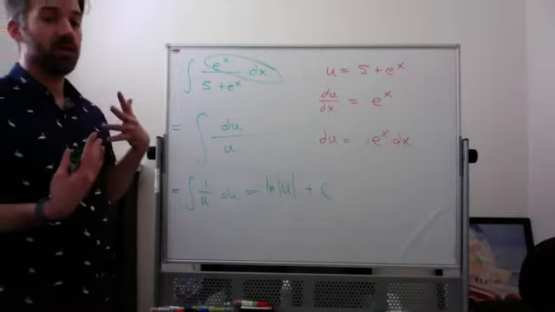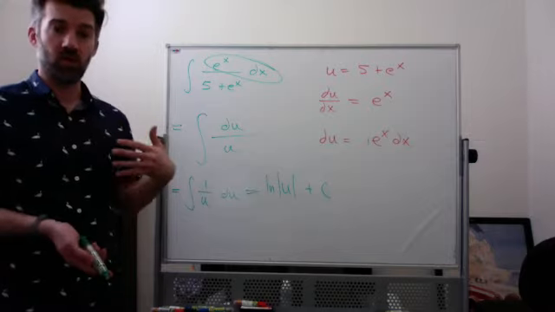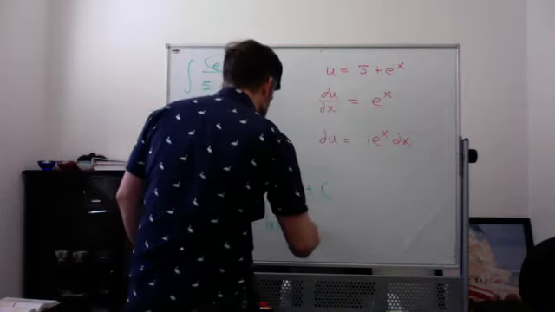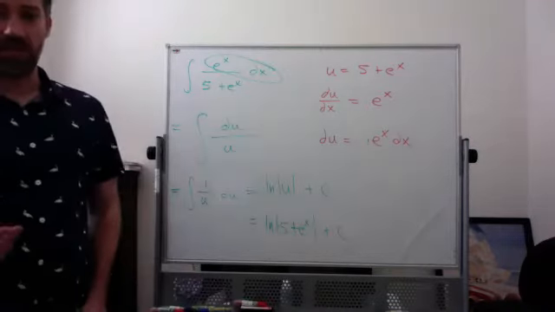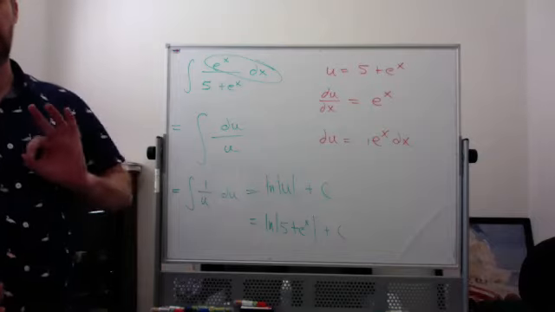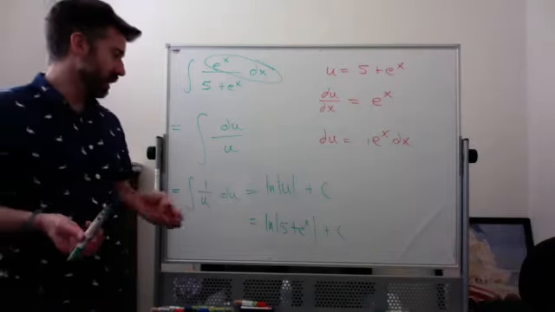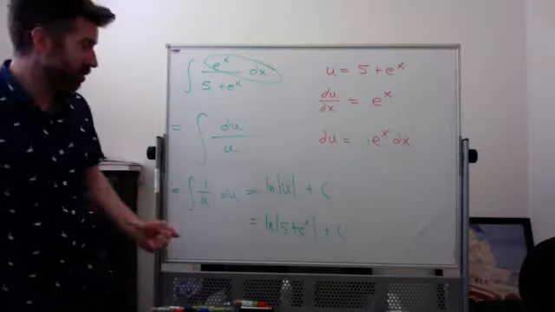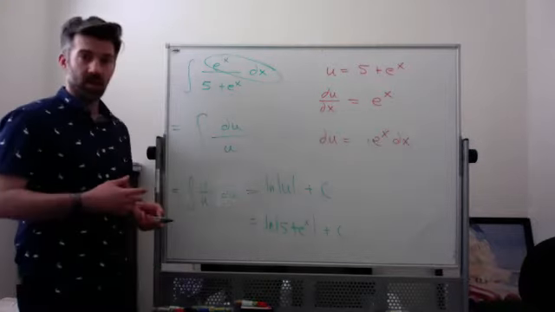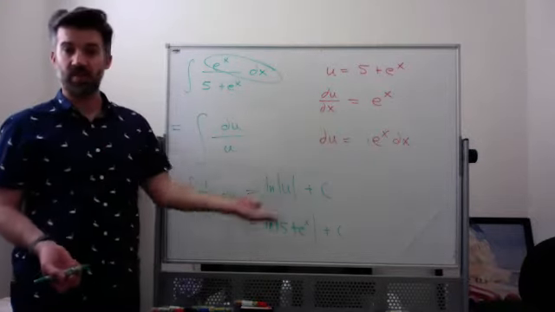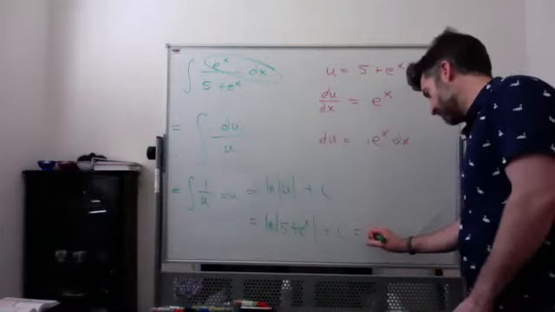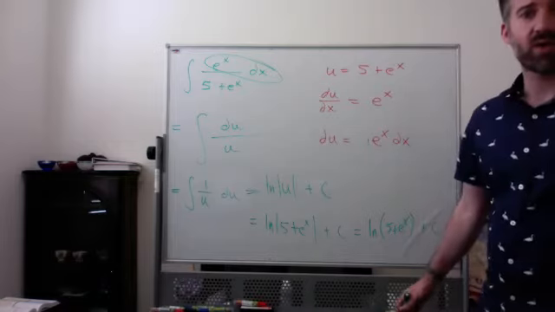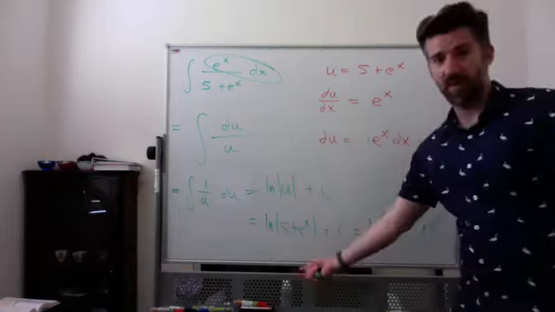After we anti-differentiate, we have to plug back in what u was equal to. So here we get the natural log of the absolute value of 5 plus e to the x, plus c. Some people might drop the absolute values in this particular problem, because you don't need them here since 5 plus e to the x is already always positive. If something's always positive, you don't need to say you're taking the absolute value. So some people might write the natural log of 5 plus e to the x in parentheses plus c. But if you're not sure or don't want to worry about it, just always leave the absolute values and you'll always be safe.